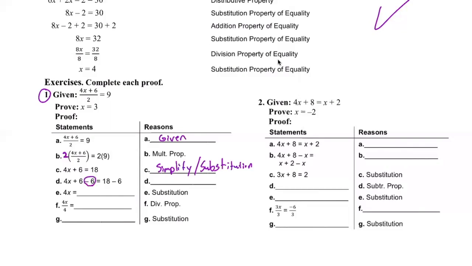Next step, you can see that they subtracted the 6 here. So it's your subtraction property. Feel free to shorthand, right? Math is about shortcuts. Going from step D to step E here, this here is 12, and that's substitution. Or again, you can use simplify. The book interchanges that. Substitution or simplify works. This here will be 12 divided by 4. And then x equals 3. Yay.